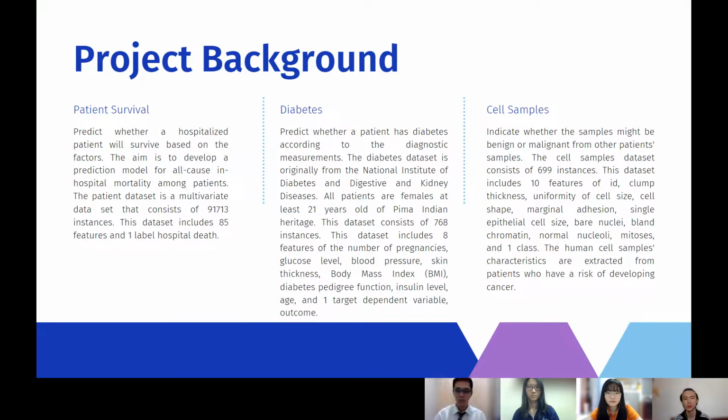So the last one is the cell sample. It indicates whether the sample might be benign or malignant from other patient samples. The cell sample dataset consists of 699 instances. This dataset includes 10 features such as ID, clump thickness, uniformity of cell size, and so on. So the human cell sample characteristics are extracted from patients who have a risk of developing cancer.